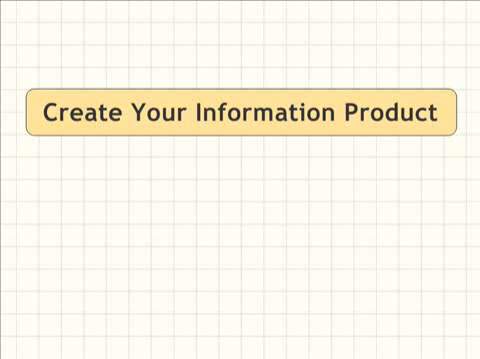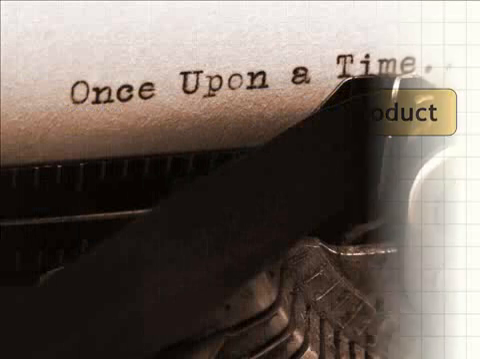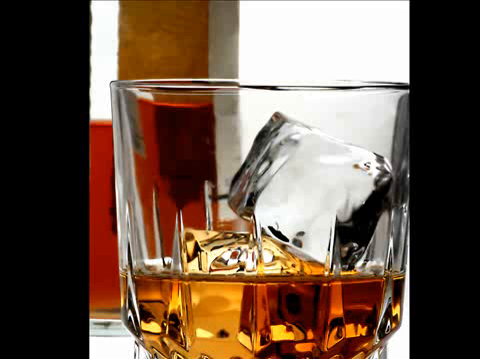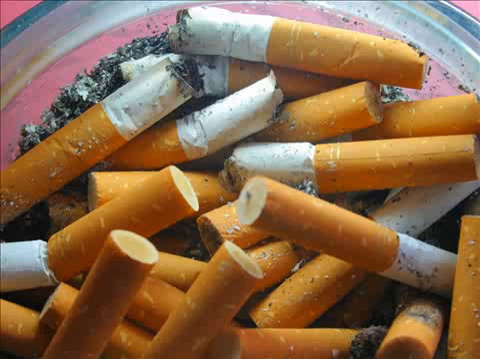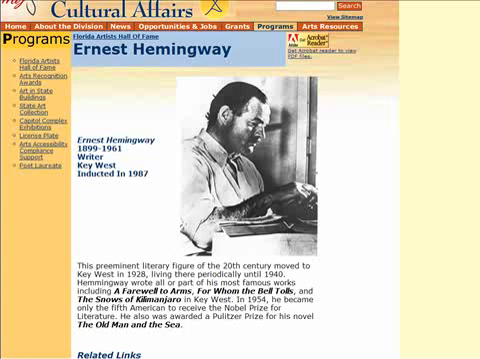So, we're at that crucial point in the process where a lot of people get stalled out. We've actually got to create this information product. Well, don't worry about it. I'll break it down for you in 3 simple steps. We'll get a typewriter, a bottle of whiskey, and a carton of cigarettes. Now let's crank this thing out.